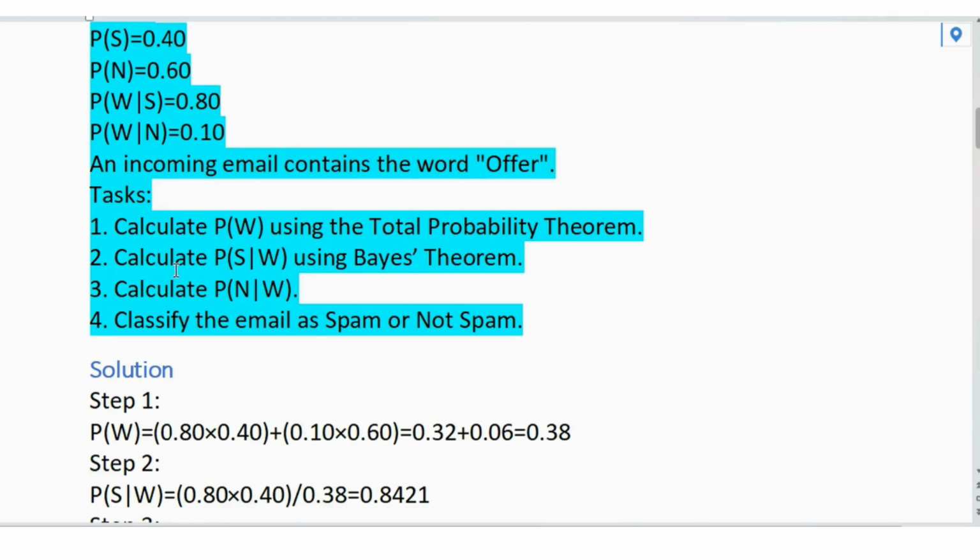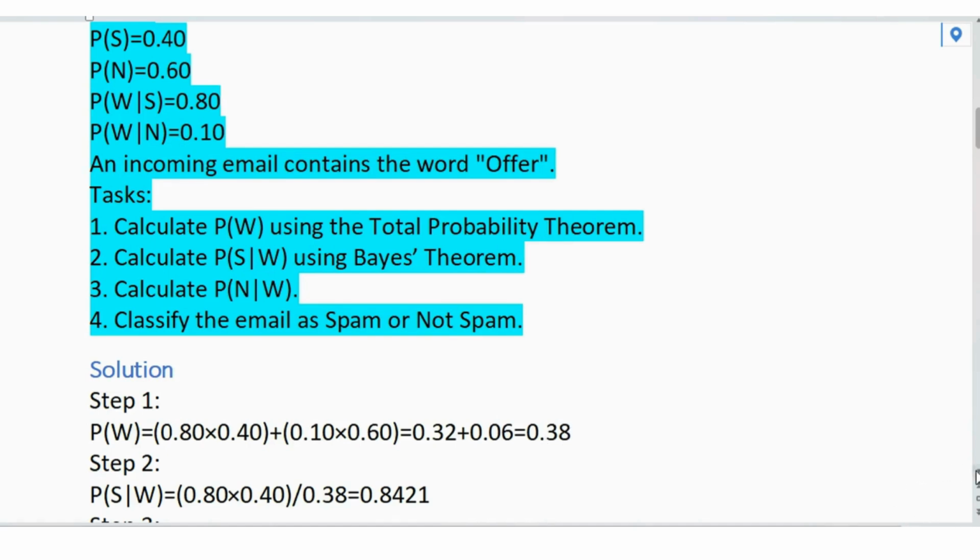Second, we calculate Bayes theorem, that is, the probability of spam given you have the word offer. Spam given the word is the probability of the word given spam, that is 0.8, times the probability of spam, that is 0.4, divided by the total probability, which is 0.38.